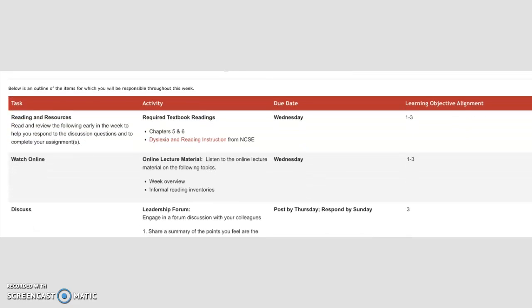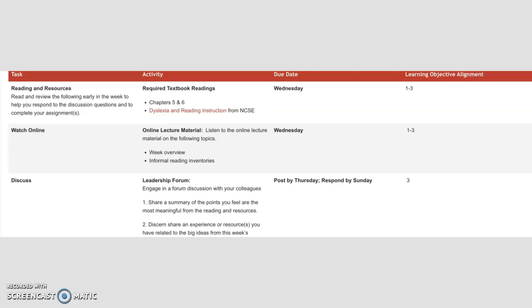So the reading this week is chapters 5 and 6. Also, an excellent reading and resource on dyslexia and reading instruction from the National Council for Special Education. All of this, including some examples of informal reading inventories and this overview, should be completed by Wednesday.